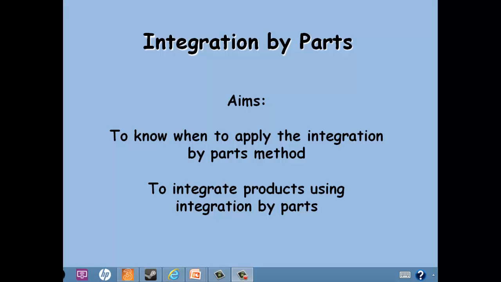This is the first lesson on integration by parts. It's a method of integrating products where we've got two distinct functions of x, a bit like the integration version of the product rule for differentiation.